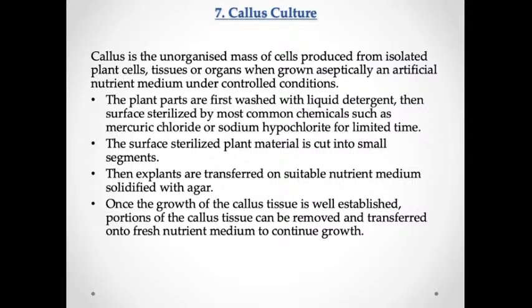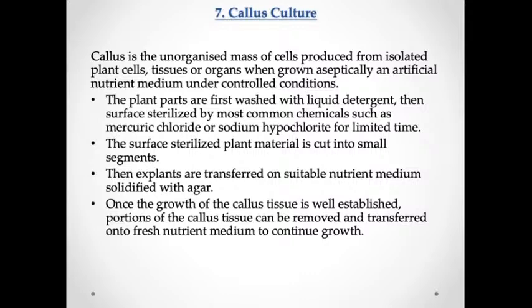Then the surface sterilized plant material is cut into small segments, like we had discussed in the tissue culture video. If you remember, we cleaned everything with ethanol in that case, and then we cut our sterile parts into small pieces, like in that case we cut the cauliflower. Then explants are transferred onto a suitable nutrient medium solidified with agar.